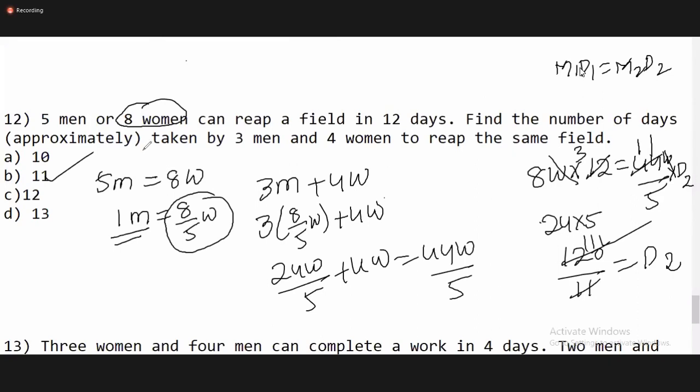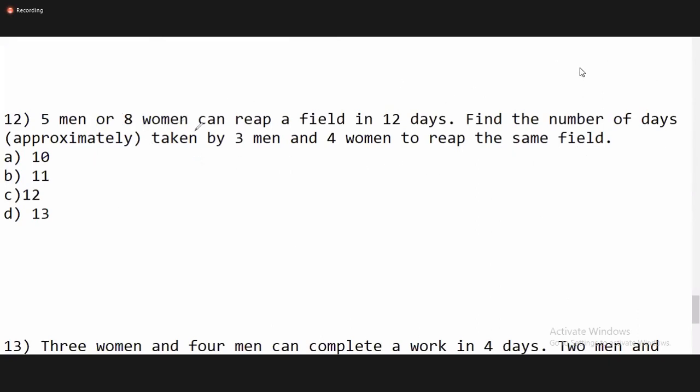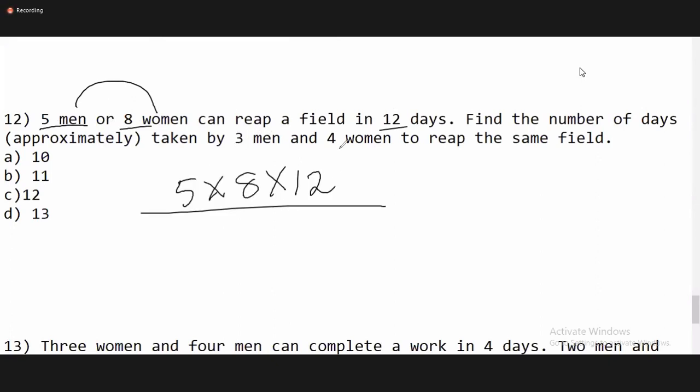So I am going to tell you one shortcut for this kind of model. Only this variety, which means only when you have 2 variables. Write the first statement in the numerator, multiplying 5 into 8 into 12. In the second statement, you have 3 men and 4 women. Multiply women with men, multiply men with women.